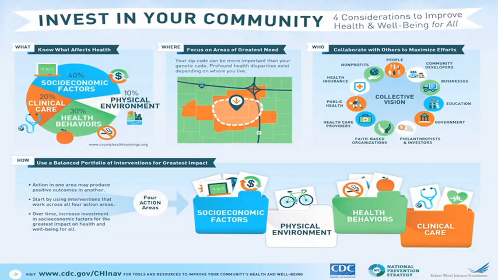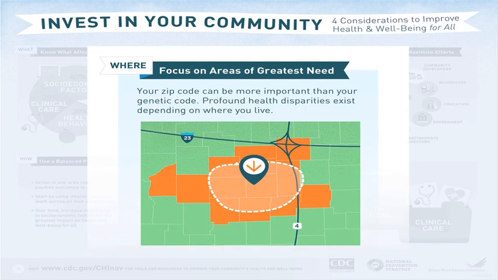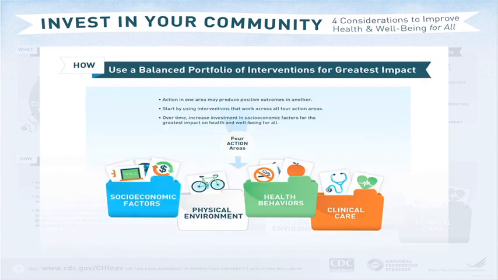We have an infographic that talks about investing in your community, 4 considerations to improve health and well-being for all. There are 4 main points. The first one is: know what impacts health. Where to focus to have the greatest impact on health in your community. Who to collaborate with, lots of different partners in your community. And how to have a balanced portfolio of interventions for greatest impact.